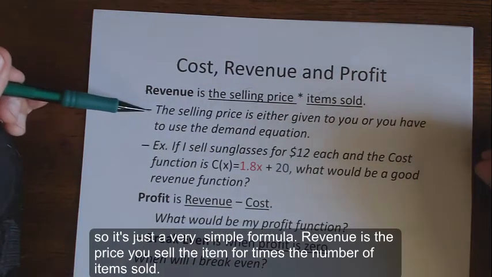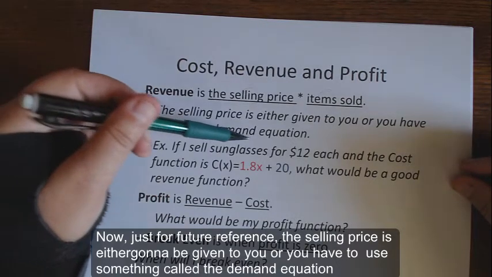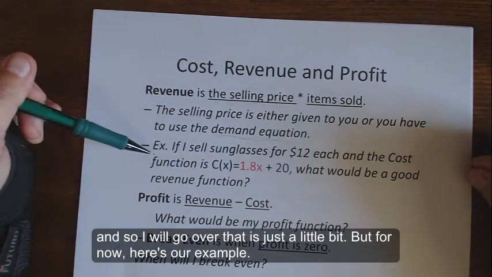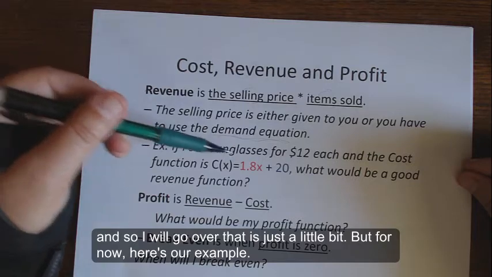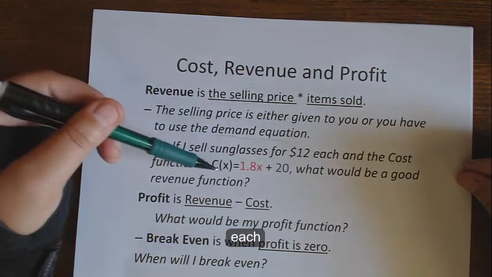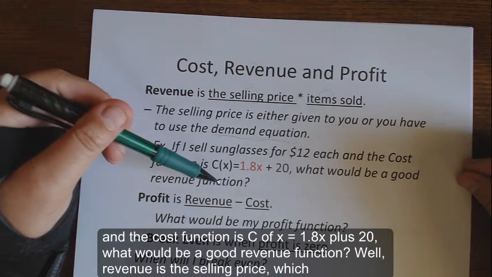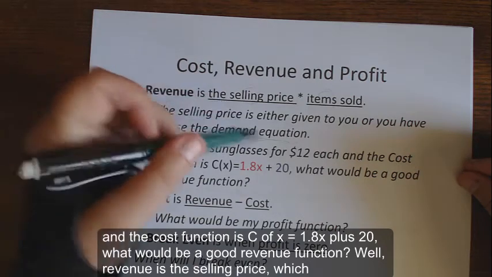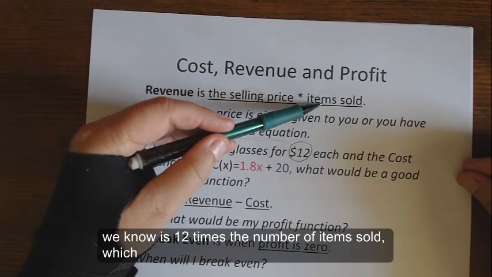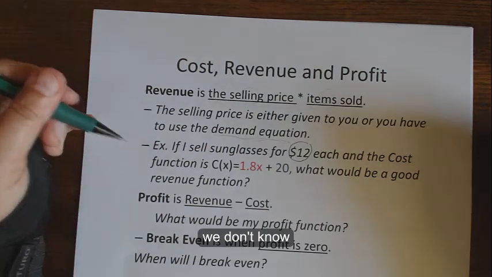Now, just for future reference, the selling price is either going to be given to you, or you have to use something called the demand equation. I'll go over that in just a little bit. But for now, here's our example. If I sell sunglasses for $12 each, and the cost function is C of x equals 1.8x plus 20, what would be a good revenue function? Well, revenue is the selling price, which we know is 12, times the number of items sold, which we don't know. So we're going to let it be represented by x.